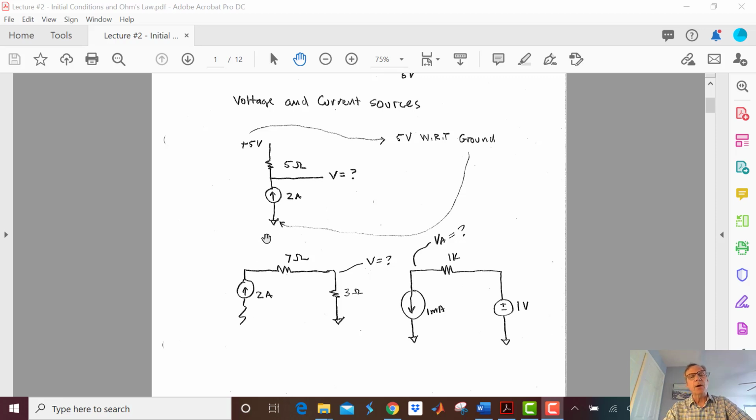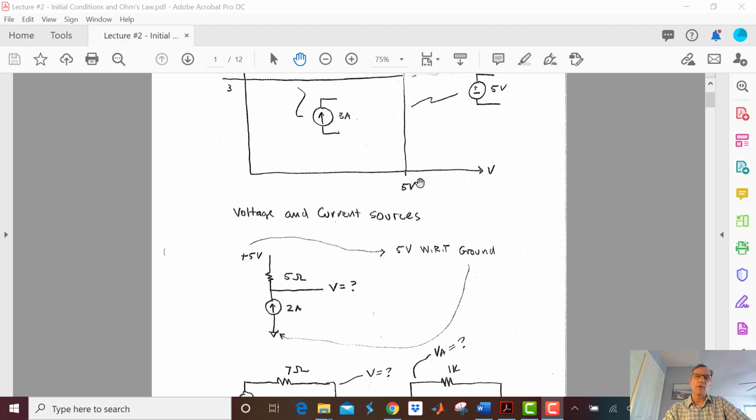Okay, so we have our problem here with our current source. And I know that this voltage source is going to put out 5 volts, regardless of the current coming out of it. Here it is on the curve. And I know my current source is going to put out 2 amps, regardless of the voltage.